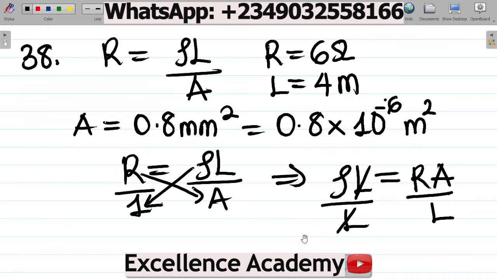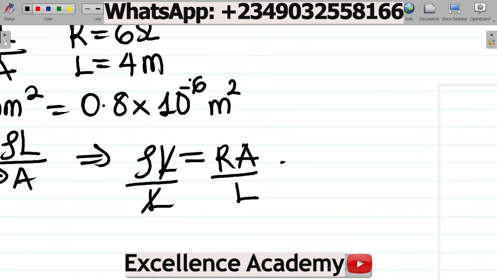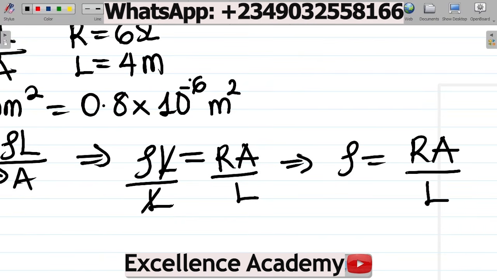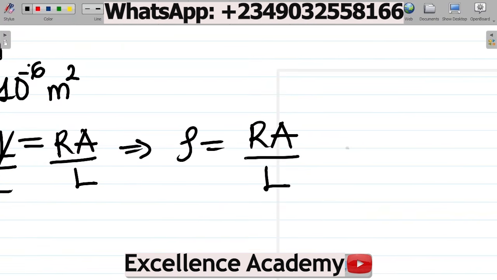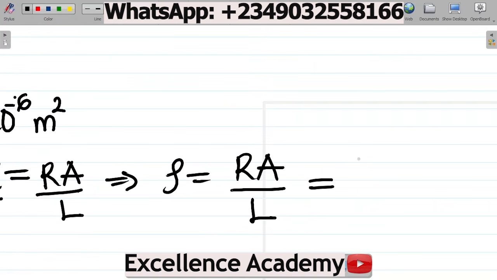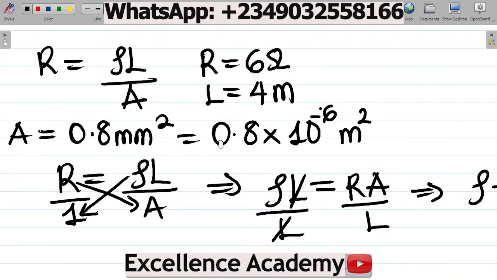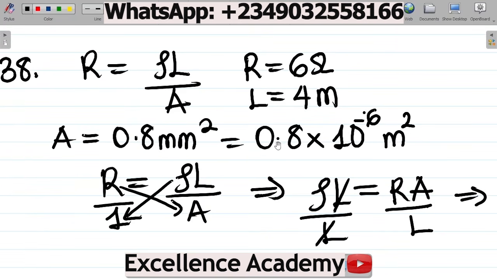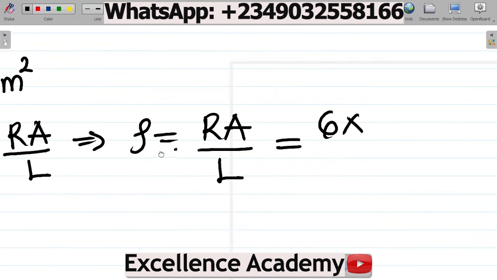This cancels this. So we have that resistivity, rho, is equal to RA all over L. And this is equal to R, which is resistance. Resistance is 6 ohm. That's 6 times A. The area there is this one here in meter squared, 0.8 times 10 to the power minus 6.